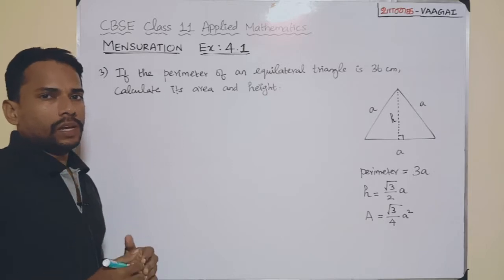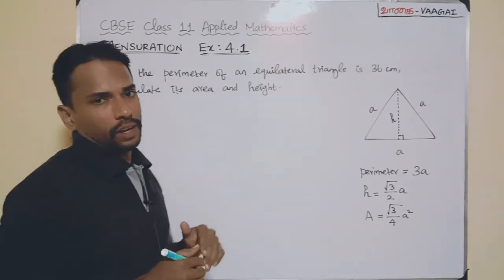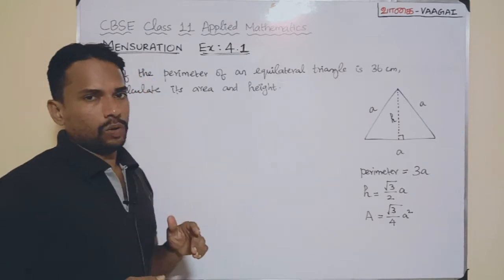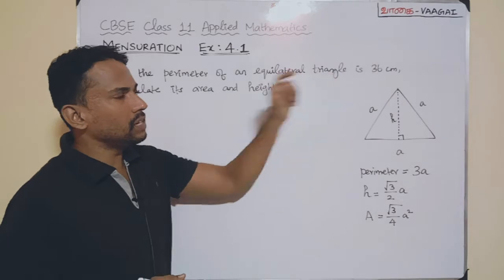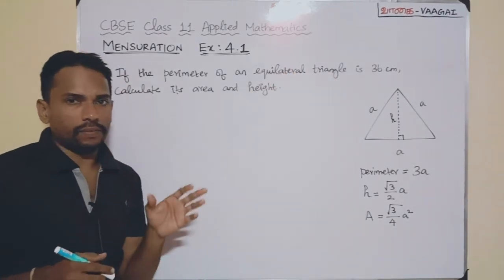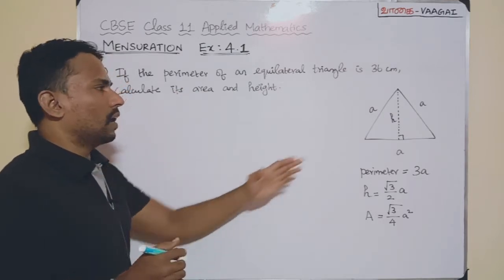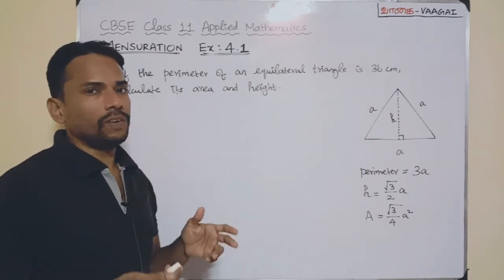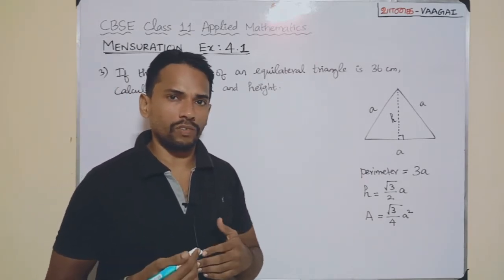Now question number 3 here. If the perimeter of an equilateral triangle is 36 centimeter, then calculate its area and height. Remember, this question is based on an equilateral triangle. Very simple question, and also a straightforward question we have here. As I told, this question is based on an equilateral triangle, is it or not? So we should know about the properties of an equilateral triangle.